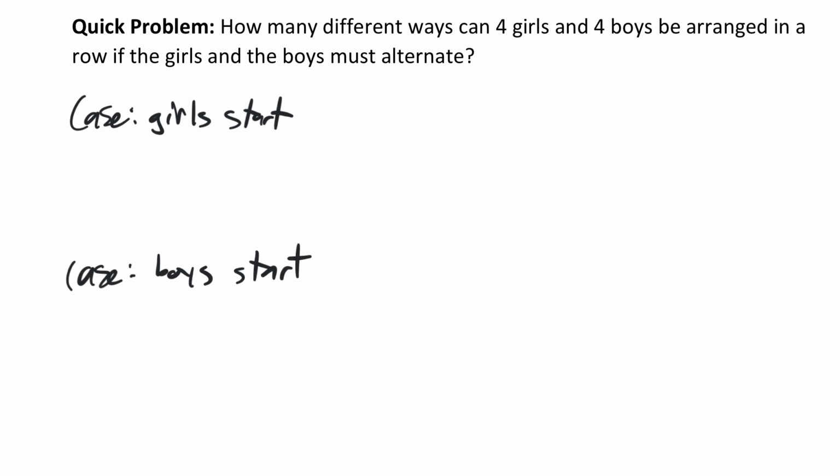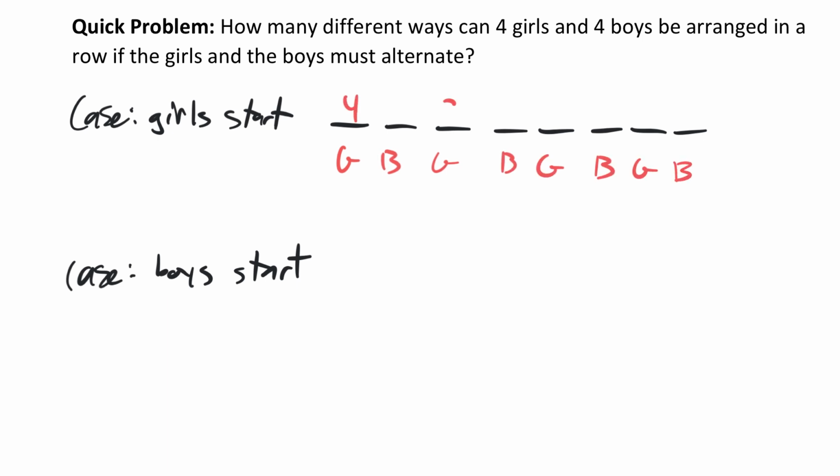So we have 8 people, so we draw 8 blanks. 1, 2, 3, 4, 5, 6, 7, 8. And we know it's going to go girl, boy, girl, boy, girl, boy, girl, boy. 4, 3, 2, 1 girls. 4, 3, 2, 1 boys. Everything gets multiplied, and that's going to give us 576. Then we do the case with the boys starting.